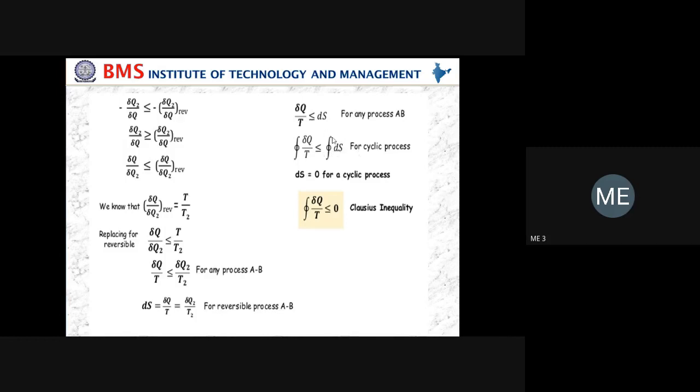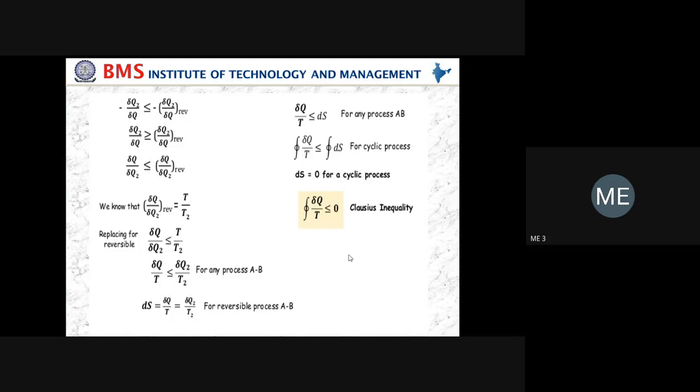Just you put the cyclic integral. But we know that cyclic integral of ds is 0 because ds is a property. Hence, this term is 0. Because S is the property, entropy, and cyclic integral of any property is 0. And finally, we can write it as cyclic integral of dq by t is less than or equal to 0.